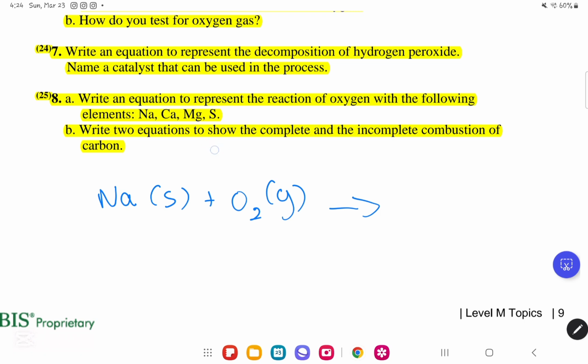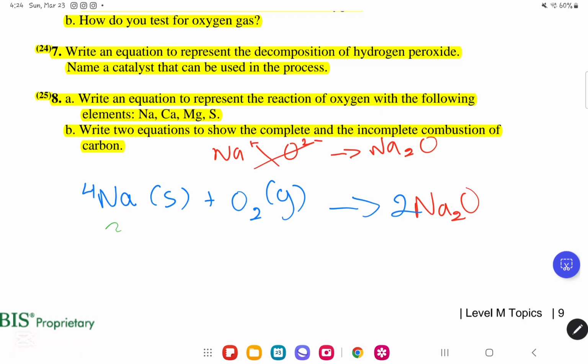We will take their ions. We know it's Na+ and O2-. We do the crisscross method. We get Na2O. And so to balance it, you're going to put a 2 over here and a 4 over here.